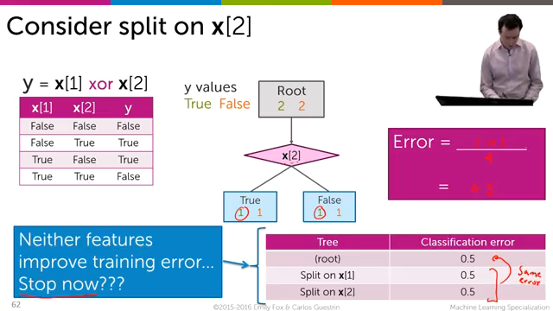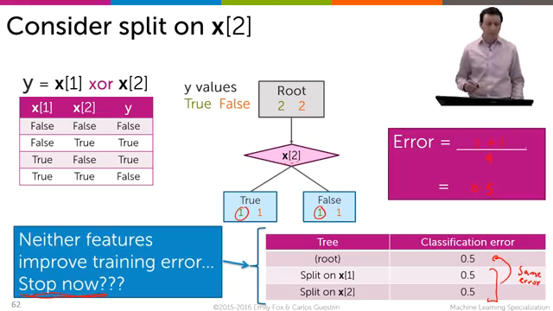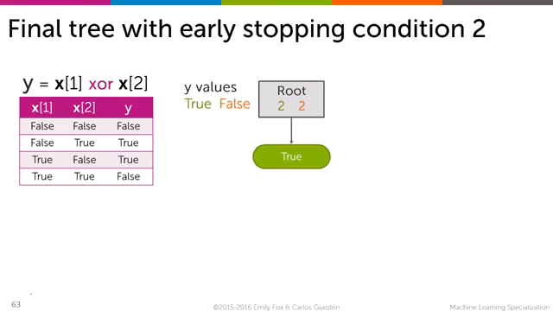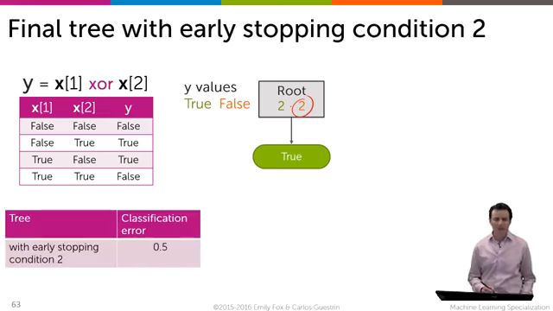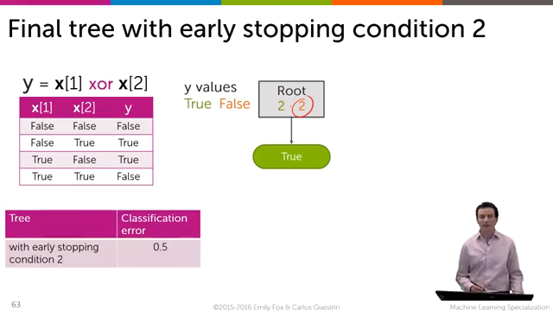So the question is, should I stop now? If neither feature improves and you're using early stopping condition 2, then you just say, nah, don't take any of those splits. You just stop splitting the decision tree at the very, very root. Output true, make 2 mistakes, and say that the error that you get in the end is 0.5. So this is why XOR is the counterexample to everything.